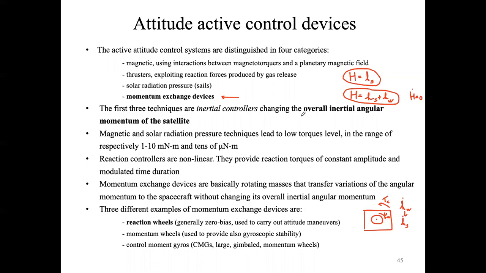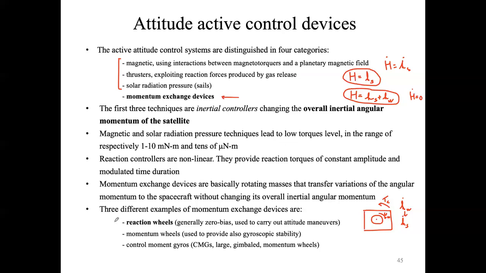So the overall inertial, so as we said, the main difference between the first devices is that they are going to change H dot, so H S dot, by providing a torque on a spacecraft. This one is going to transfer the angular momentum of the wheel to the system, to the satellite, sorry. So the angular momentum of the system will be conserved.